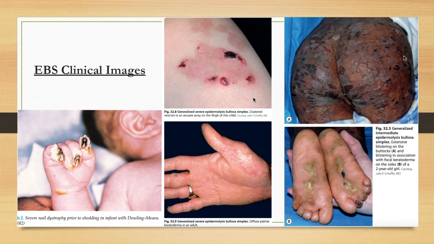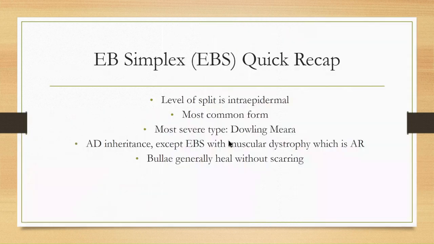Here are some other clinical images. Do note severe nail dystrophy shown here on the bottom left. That's usually with generalized severe. Generalized severe can also have a diffuse palmar keratoderma in adulthood, noticed in the bottom middle. Right side is the intermediate form where you have extensive blistering because it can happen everywhere, but it can also significantly involve the feet. And then another type of EB simplex severe in the middle upper. We're showing clustered vesicles, those herpetiform-like lesions in an arcuate array.